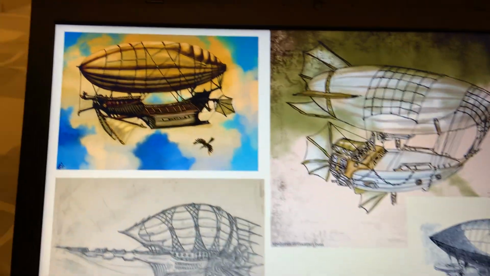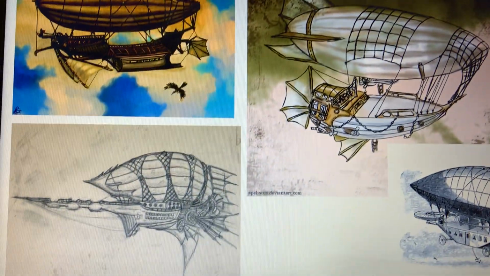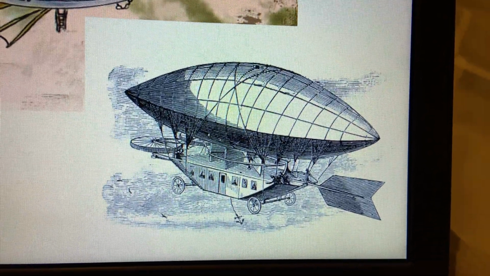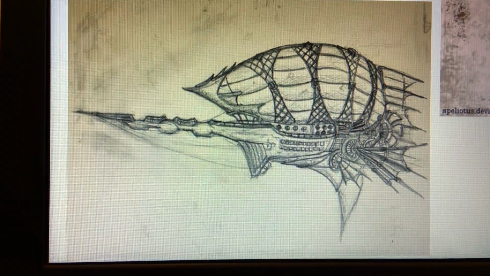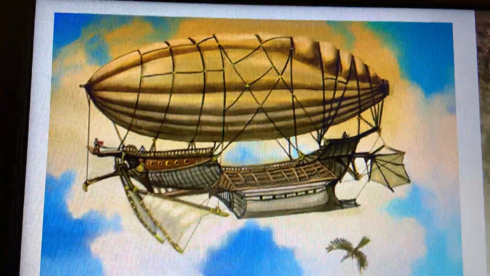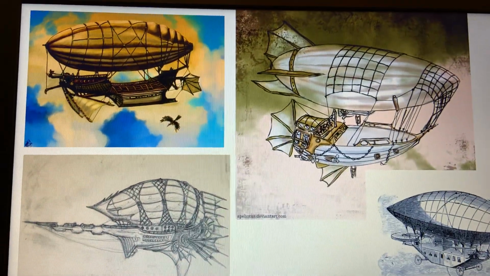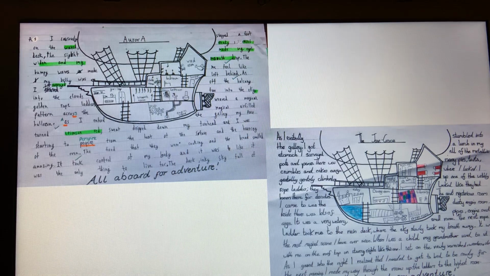Okay, so here are some more examples of different Skyships. What you can do is, if there's a Skyship that you like, you can pause it on that image, and then you've got that to help you draw it. Or you could take elements from each one, because really we want your own design.